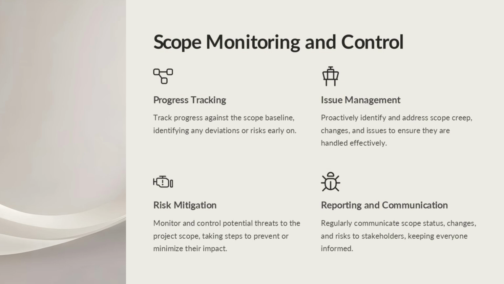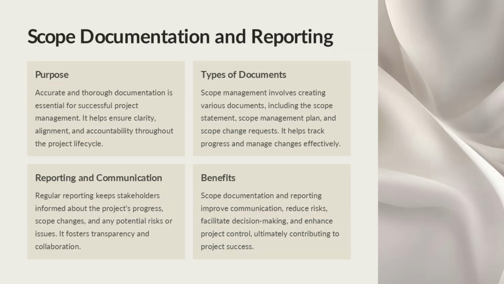Accurate and thorough documentation is essential for successful project management. It helps ensure clarity, alignment, and accountability throughout the project lifecycle. Scope management involves creating various documents like the scope statement, scope management plan, and scope change requests. These documents help track progress and manage changes effectively.